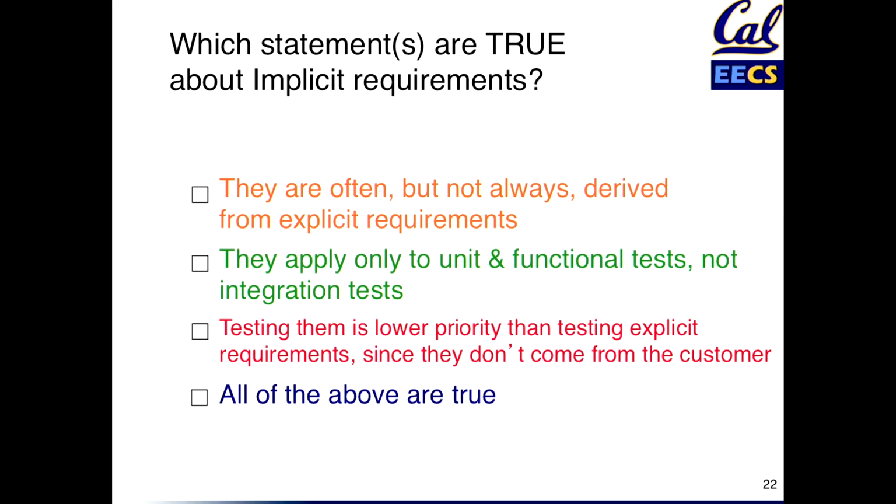So with that, we're ready to ask a question about implicit versus explicit requirements. Which statements are true regarding implicit requirements? That they're often but not always derived from the explicit ones, that they apply to unit and functional tests, but they do not apply to integration tests, they're lower priority for testing because they didn't come from the customer, or all of the above are true.